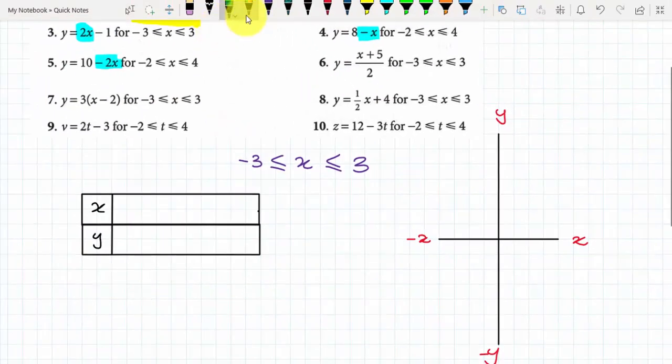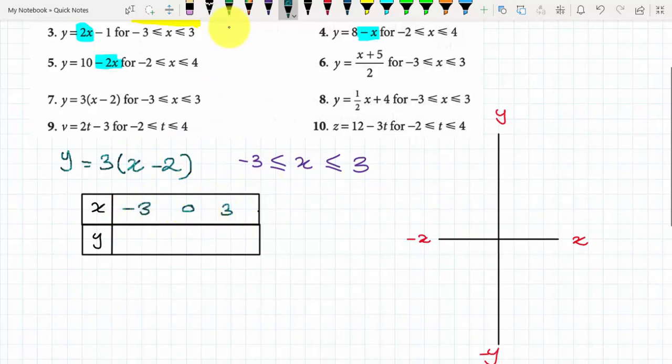Question 7. y equals 3x minus 2. Now between -3 and 3, let's pick some numbers. Substitute the numbers in place of x. Work out the value of y for each number.